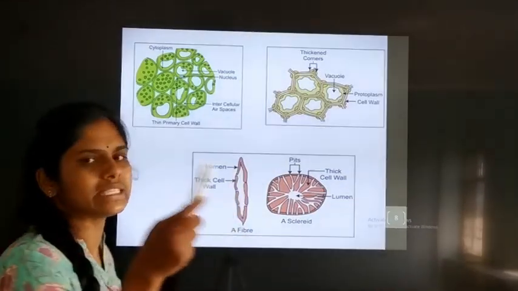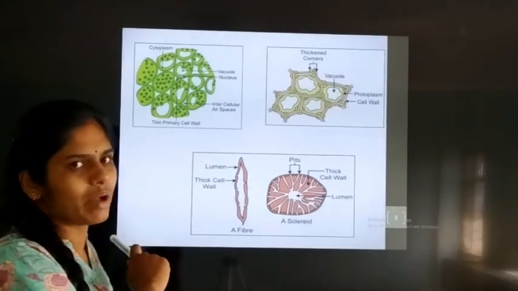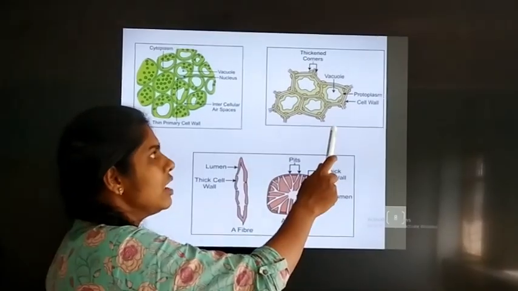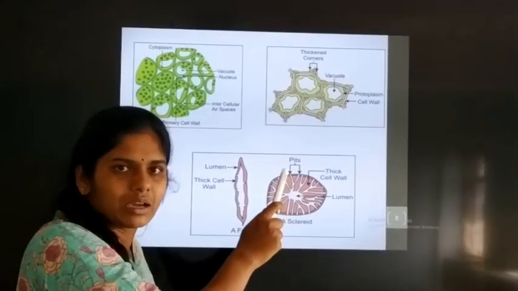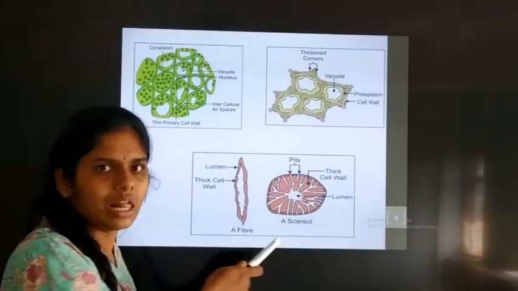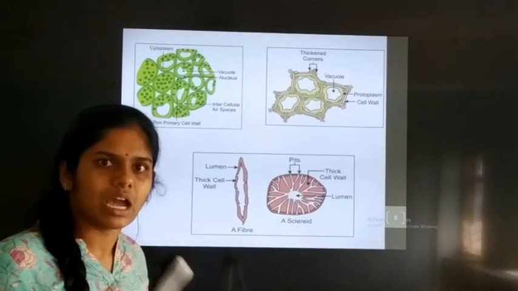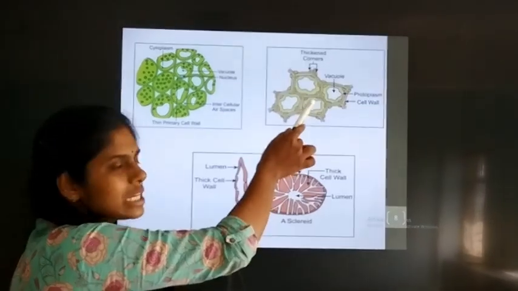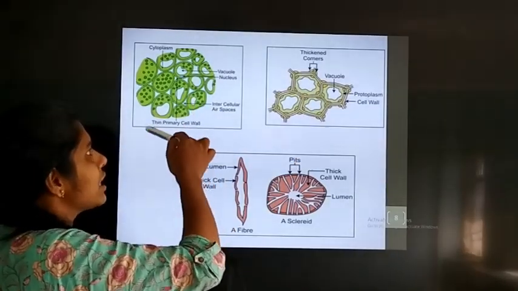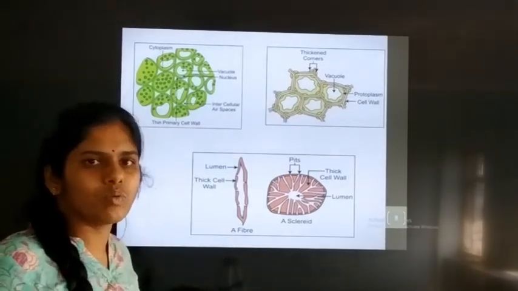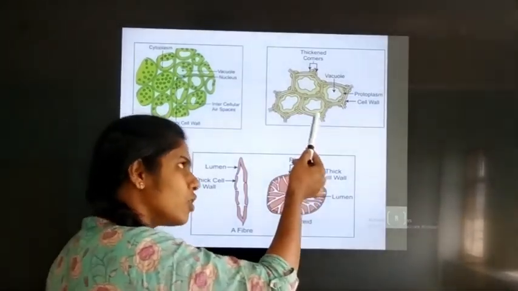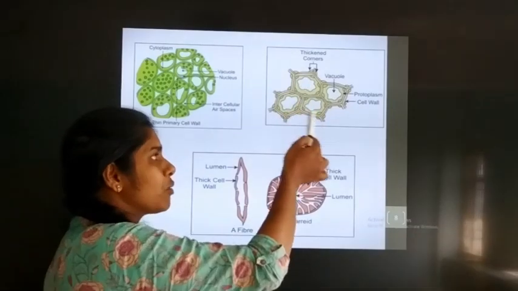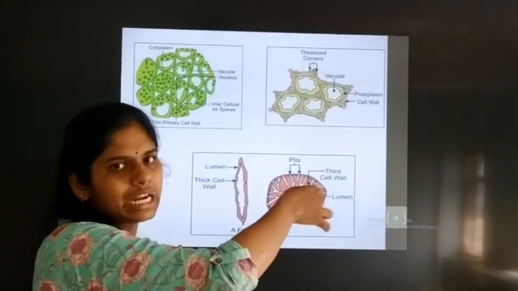Now let me tell you the differences between the three, so observe. First, parenchyma is a living non-mechanical tissue. Collenchyma is a living mechanical tissue. Sclerenchyma is a non-living and mechanical tissue. Next, intercellular space is present in parenchyma, present in collenchyma, and absent in sclerenchyma. Shape of the parenchyma cell is spherical, oval or polygonal. Shape of the collenchyma cell is oval, spherical or polygonal.